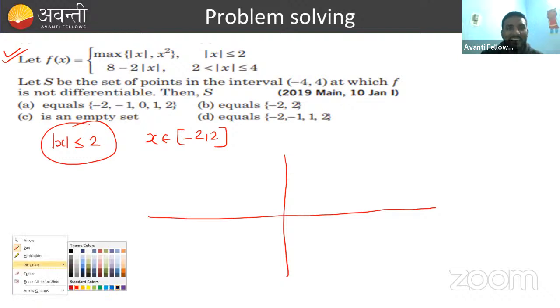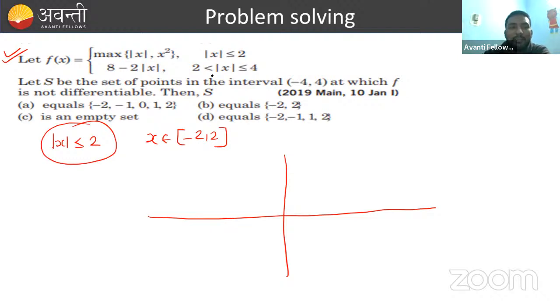Okay, so क्या करना है? Minus 2 to 2 में we have to find mod x and x square. So I will draw both the graphs. Suppose this is the graph and this is the graph, and this is defined between minus 2 to 2.